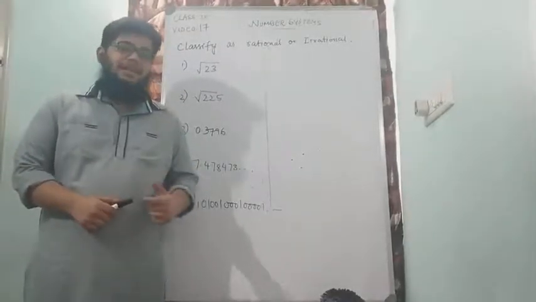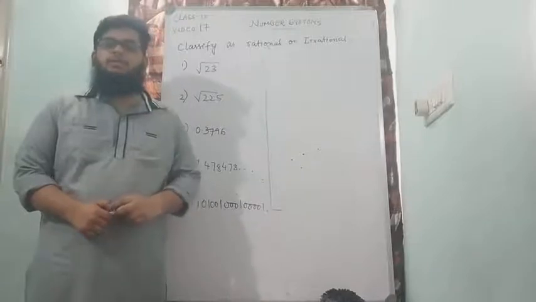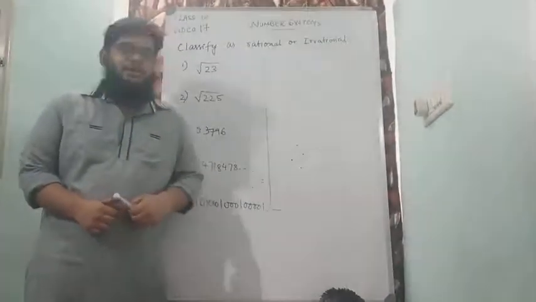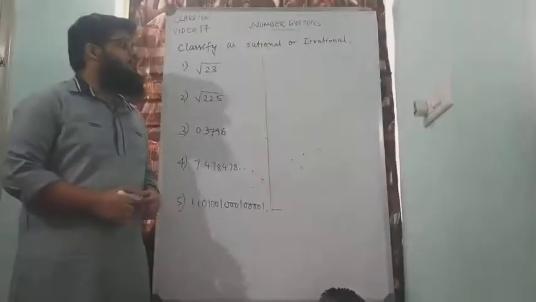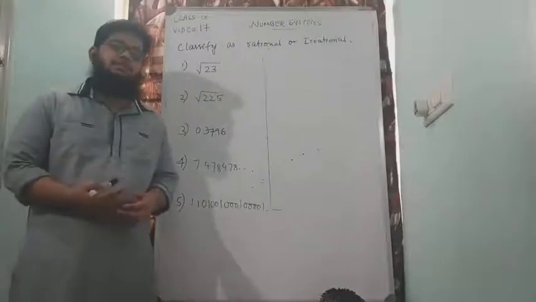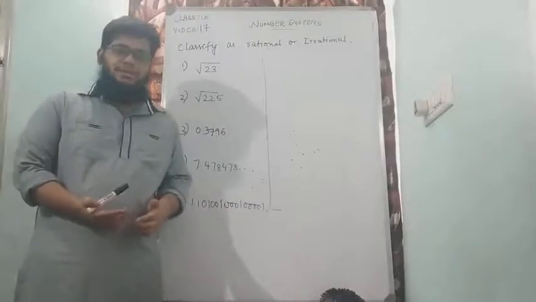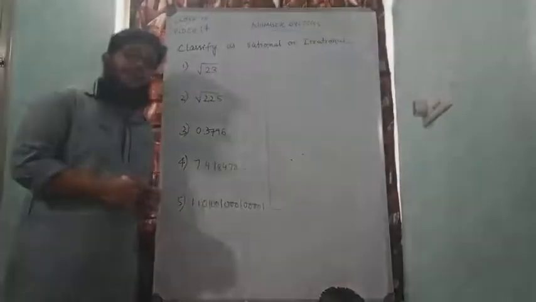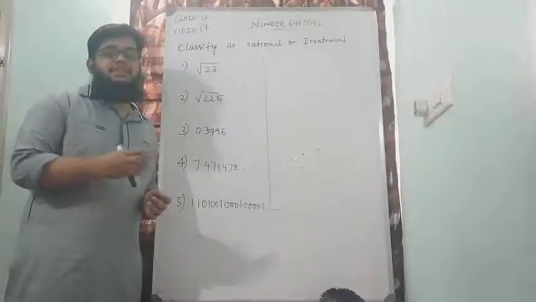We are discussing the last main question of this exercise, and then we'll move on to another new topic in the same chapter after we complete this. The heading is classify as rational or irrational numbers. So there are 5 questions and I should tell them whether they are rational numbers or irrational numbers along with the reasons. Now first of all, the first number is root 23. So what do you think, is this rational or irrational?